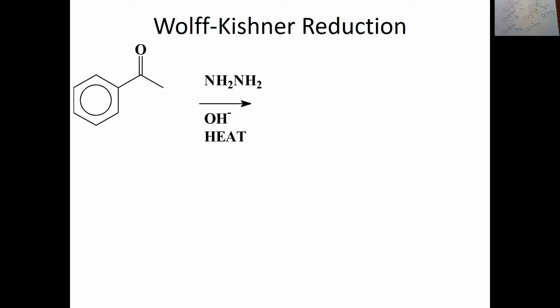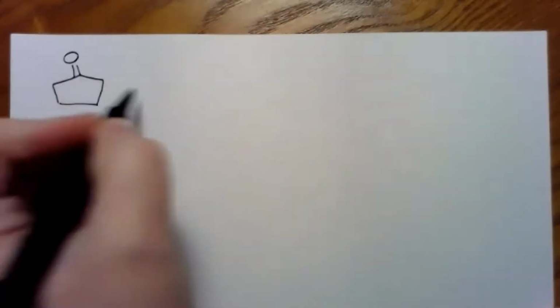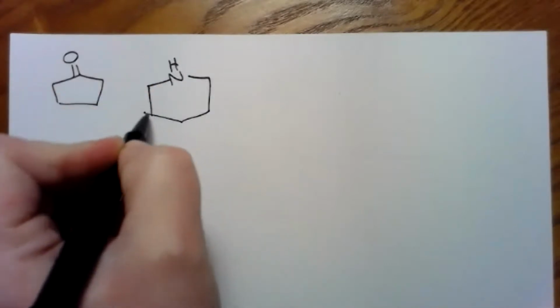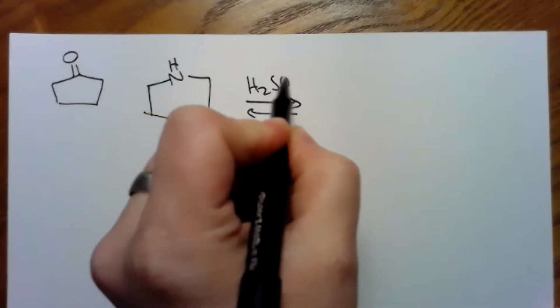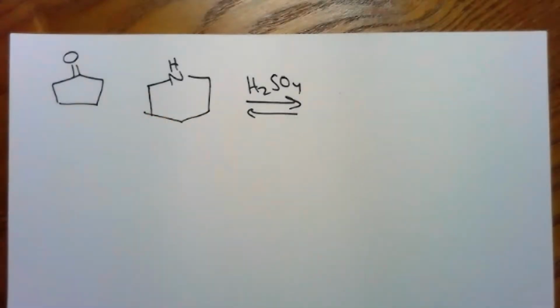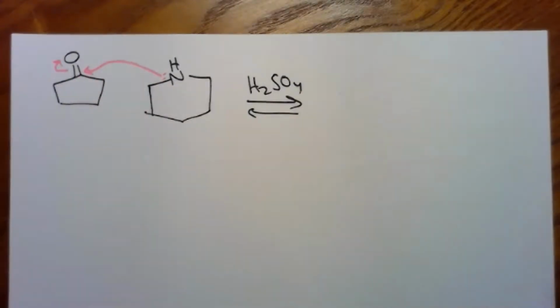Wolff-Kishner has a primary amine. What if I started with a secondary amine? We're going to do this one too. Primary amines react with aldehydes and ketones to make imines. Secondary amines can also react with aldehydes and ketones in a very similar mechanism, but there's a little bit of difference at the end. But the beginning is all the same. Attack the carbonyl carbon.